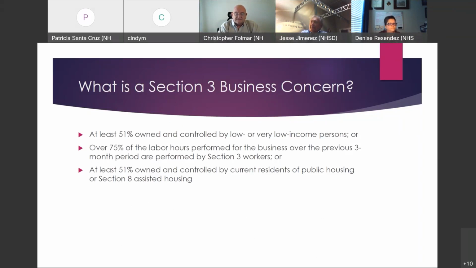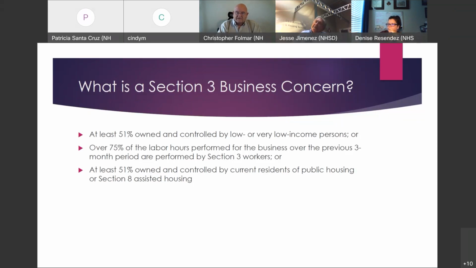So there's more than one way to become a Section 3 business concern. The first one is the organization is 51% owned and controlled by one or more individuals who qualify as low income, or they can be residents of federally assisted housing like Section 8 or public housing. And they kind of separate those two out a little bit. I'm not sure just why, but they're basically the same thing, except the way they're actually certified.